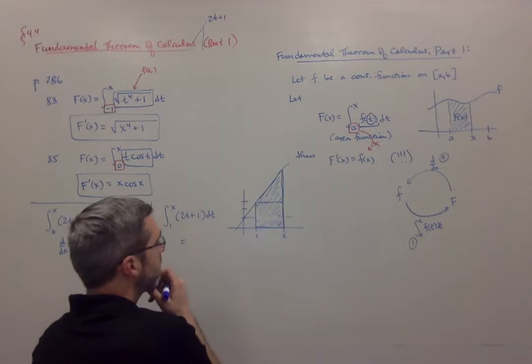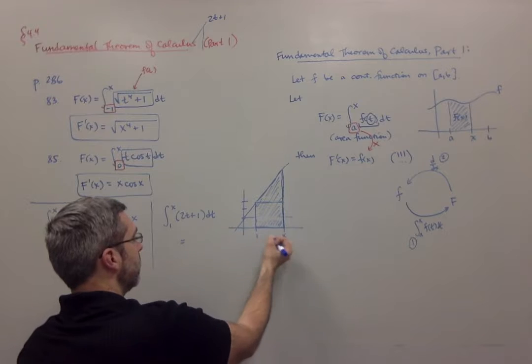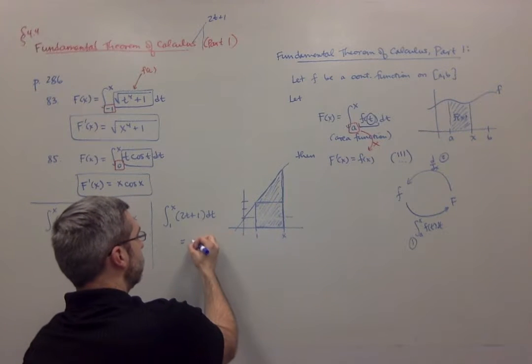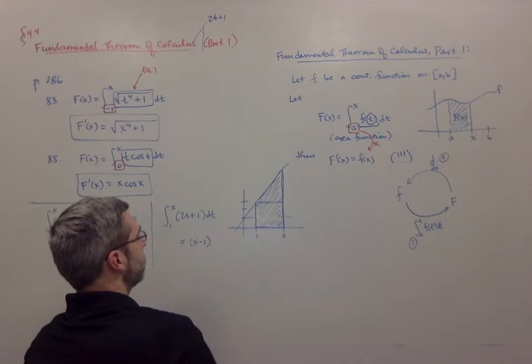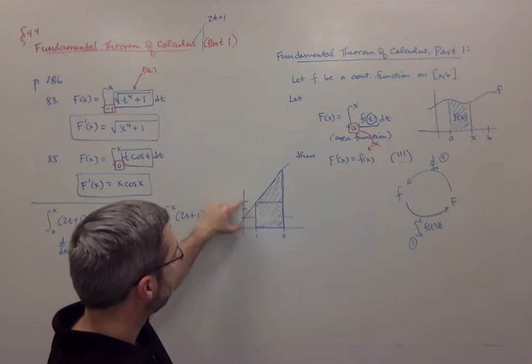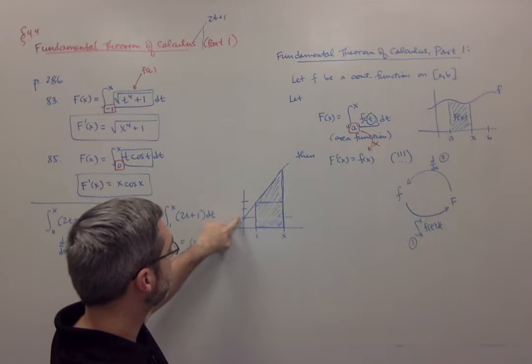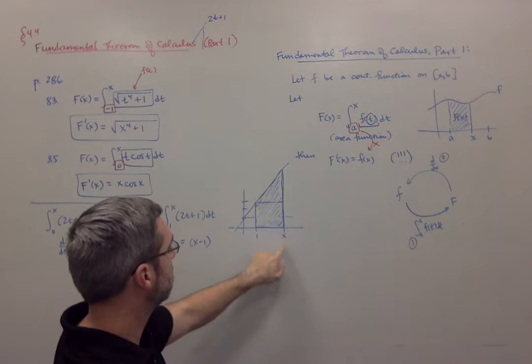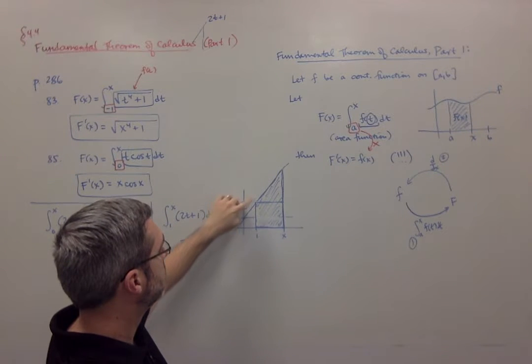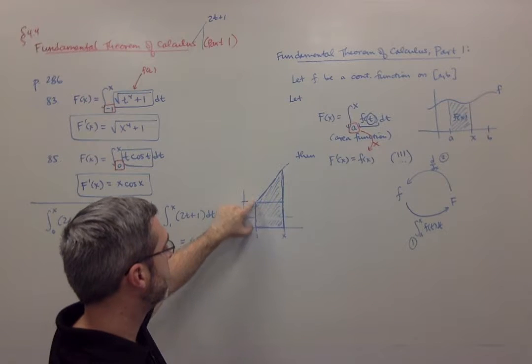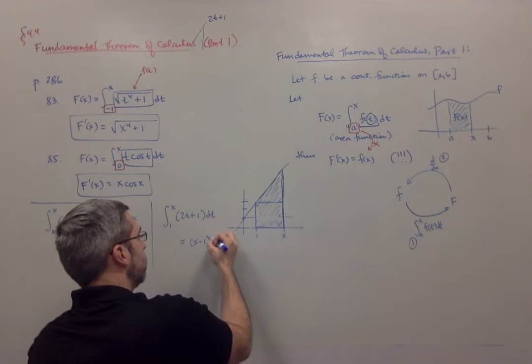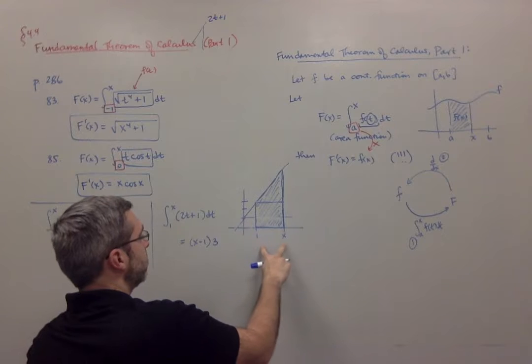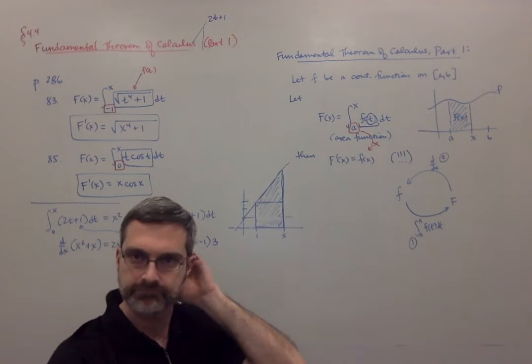So let's first calculate the rectangle. The rectangle has width x minus 1. And notice that the height, you have to start here. We started at 1 in this original thing, but if we're starting at 1 here, we have to go up 2 over 1. We're starting at a height of 3 here. So this rectangle right here has a height of 3 and a width of x minus 1. Got it?